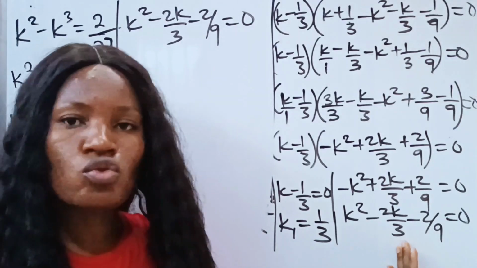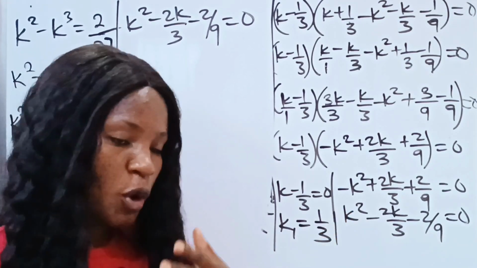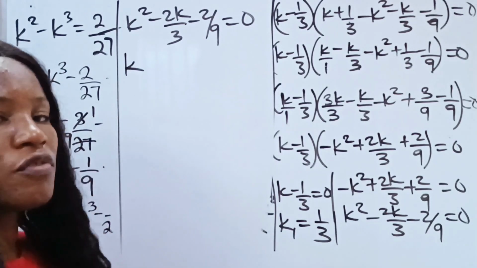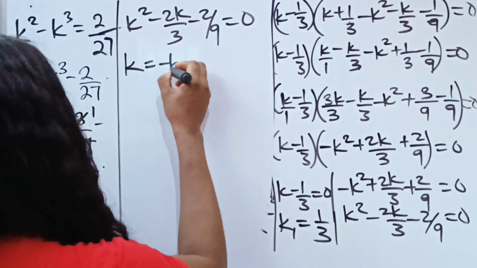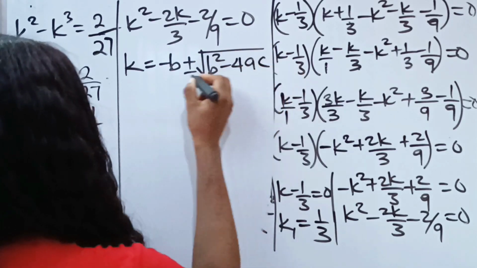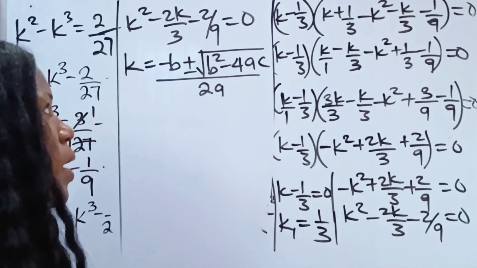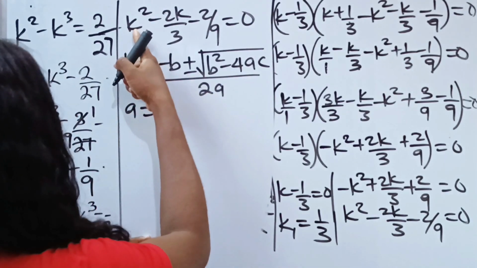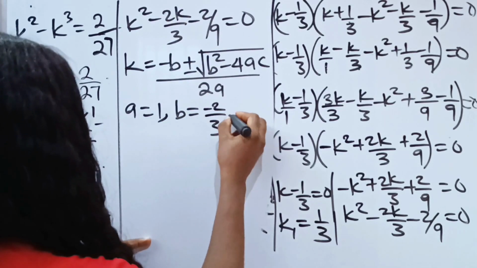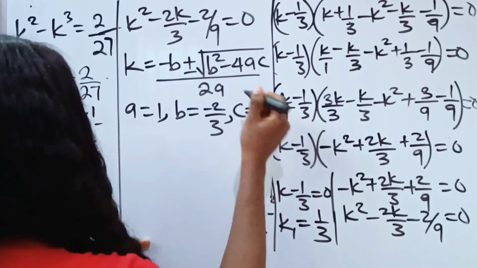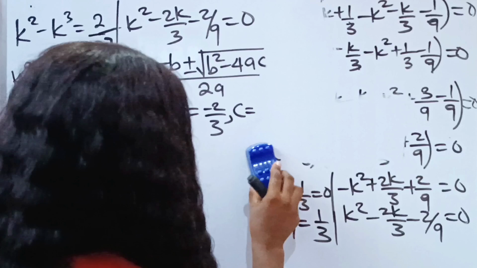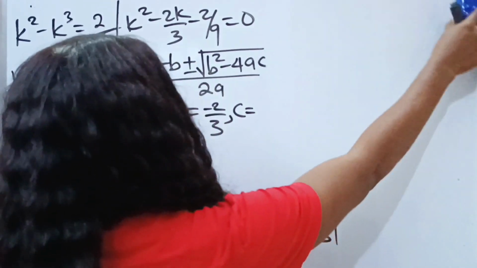Okay, now I want us to recall the quadratic equation formula that states that in this case, the value of k we are looking for should be equal to minus b plus or minus square root of b squared minus 4ac, everything divided by 2a. All right. Now our a is the coefficient of k squared, which is 1. Our b is the coefficient of k, which is minus 2 over 3. And our c is our constant, which is minus 2 over 9. Permit me to clean everything. The only thing I have here is k is equal to this. So every other thing is not needed.